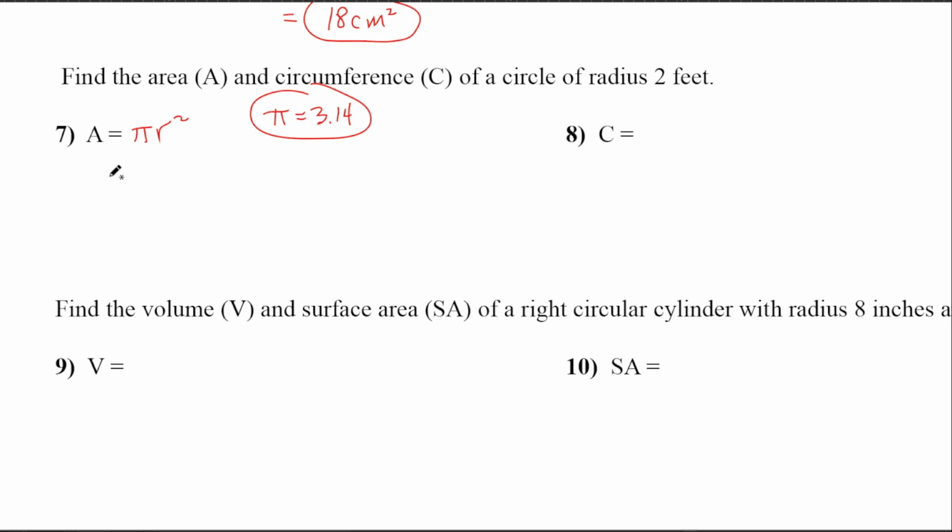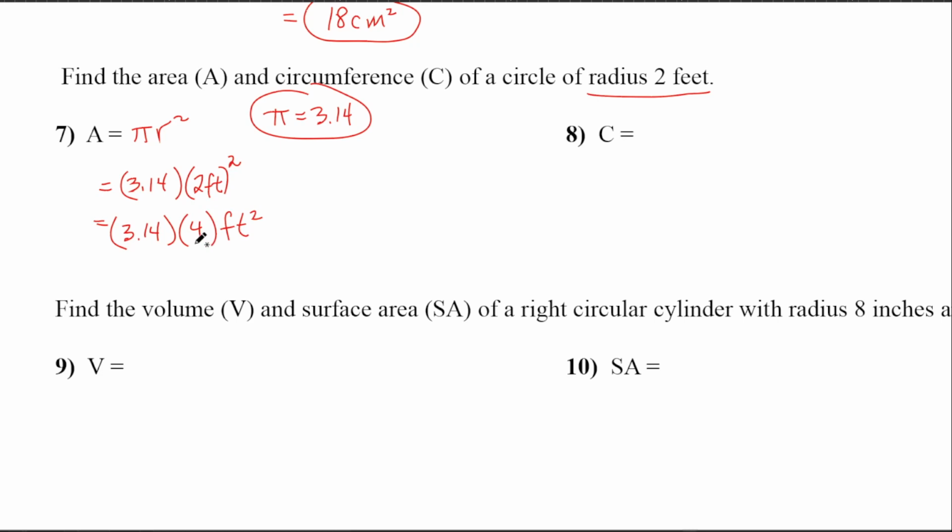All right, so let's find the area. It's pi r squared. Pretty basic. So you just put pi, which is 3.14, times the radius. And do they tell you the radius? Sure do. This time it's in feet, not in centimeters. So it's 2 feet. And then what are you going to do with that? You're going to square that. So it's 3.14 times 2 squared, which is 4. And then feet squared, you just write it feet squared.